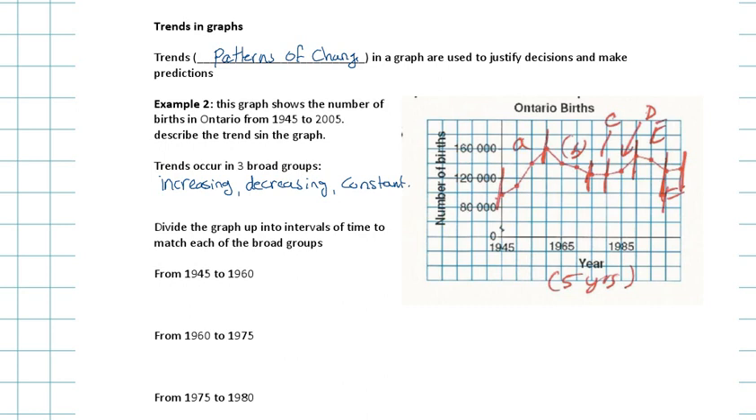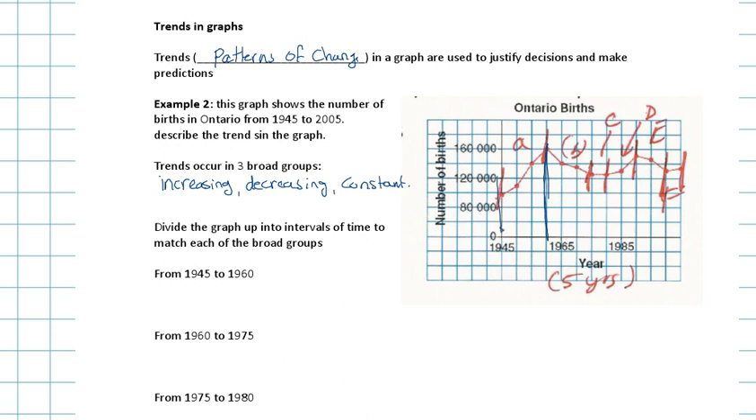So as you can see, I've already split the graph for you into different sections. Now, why did I use that split? Why did I split between, let's say, 1945 and 1960? Why didn't I go from 1945 to 1970? Because there's only an increase, right?